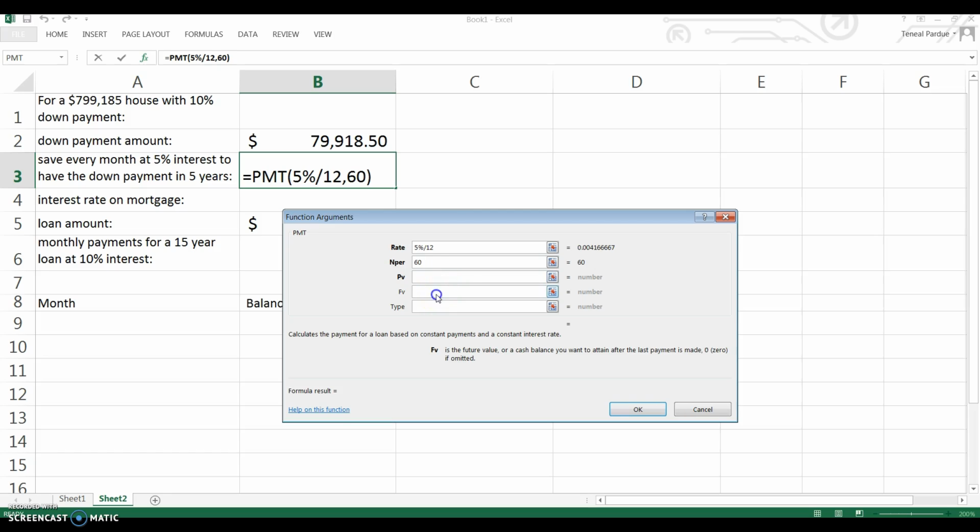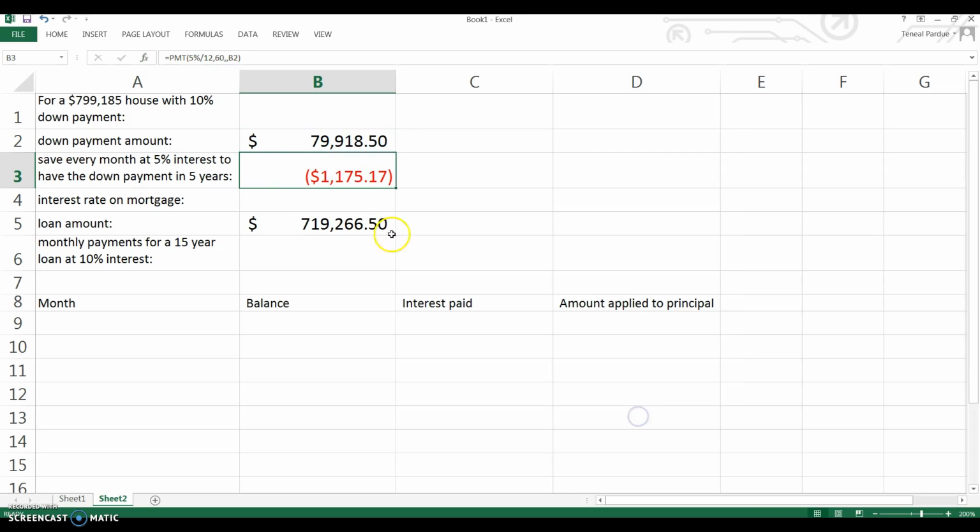Because we want to have, in the future, that dollar amount, I'm going to click in the FV box, but I'm going to actually highlight this cell with the down payment amount. Okay. So this tells us that we need to save that much money every month in order to have this down payment amount in 5 years.